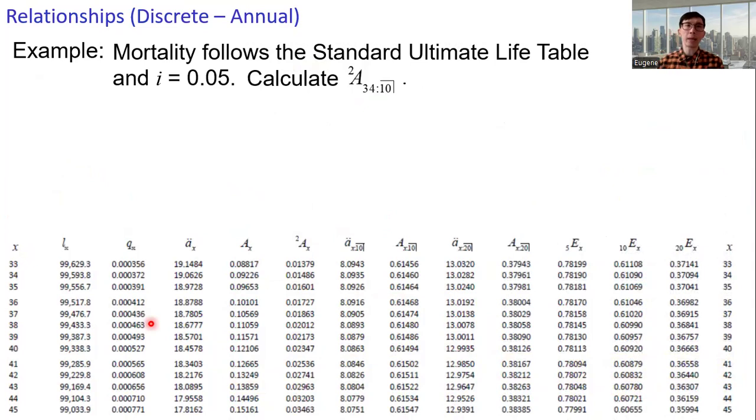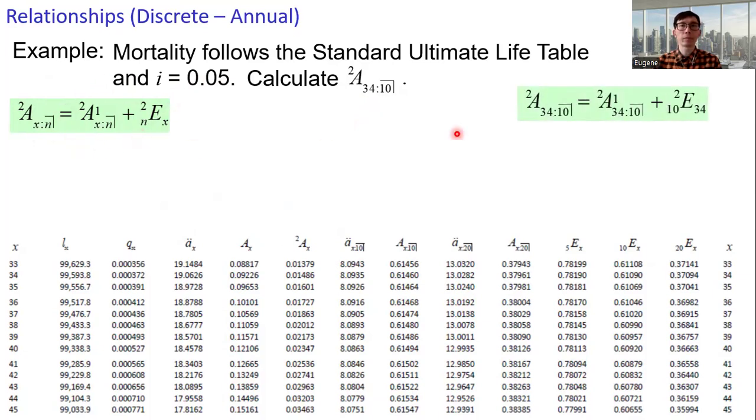Let's take a look at another example. From the standard ultimate life table with interest rate 0.05, calculate the second moment of a 10-year endowment insurance on a person at age 34. We get the relationship related to the second moment. So we need this expression. And we also need this expression to get the second moment of the 10-year term insurance.